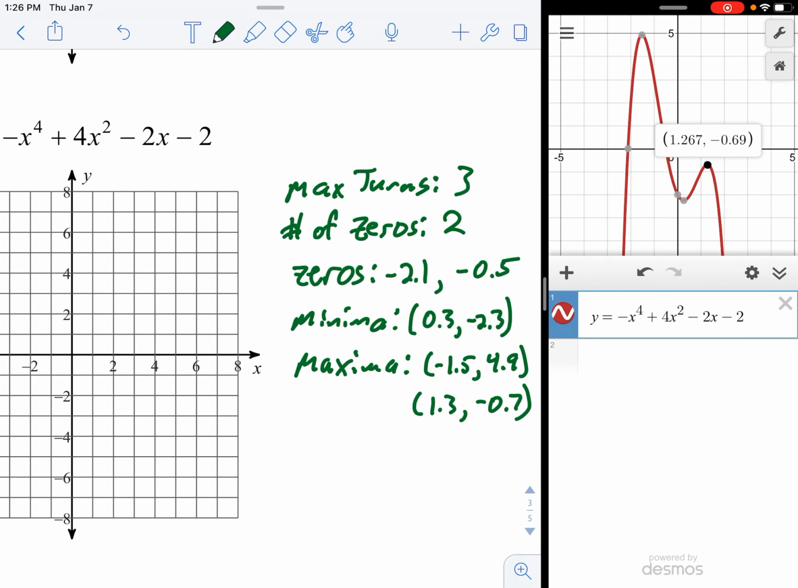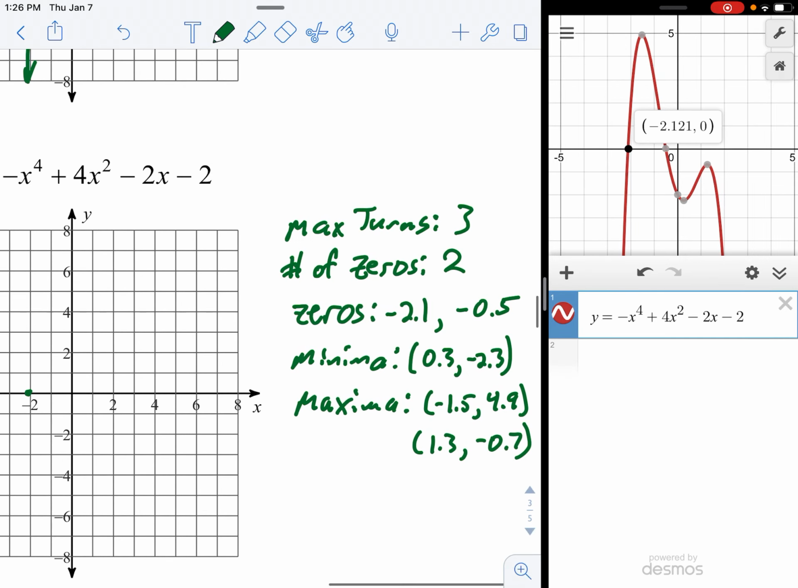And now I need to try to sketch this. This is going to take some work. So put a dot here, put a dot right about there. In between them, negative 1.5 comma 4.9 right up there. That y-intercept might be helpful. Right next to it is a minimum. Then up here we have a maximum. And then it sort of turns down, goes like this, up through there, hits a maximum, turns down.